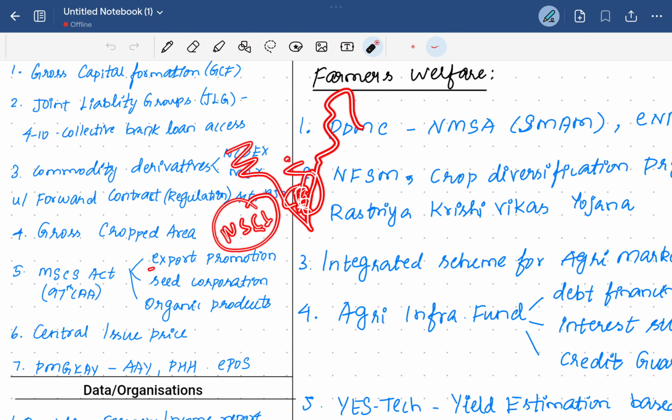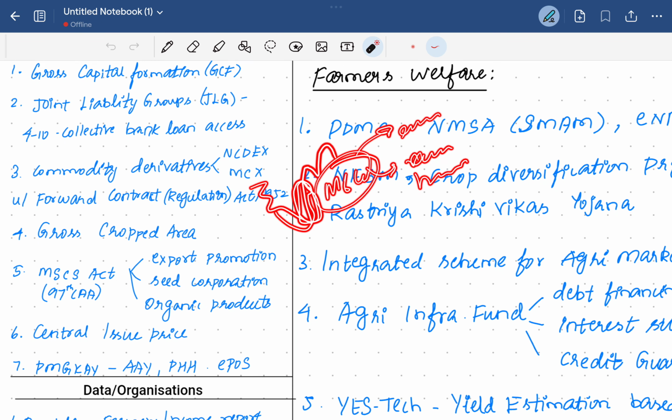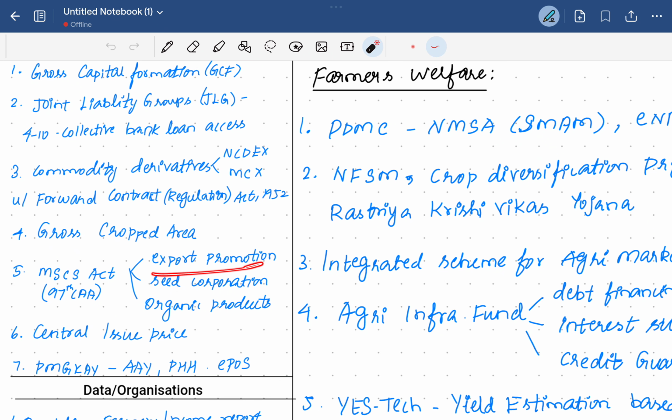Likewise, three cooperative societies have been formed under the multi-state, that is export promotion, then seed corporation, then organic products. You can easily link this with the coastal areas, which are doing more export activities. So these areas can commonly form multi-state cooperative societies, through which they can earn more credit and also access the benefits of the government. Do remember these things: export promotion, seed corporation, then organic products promotion.